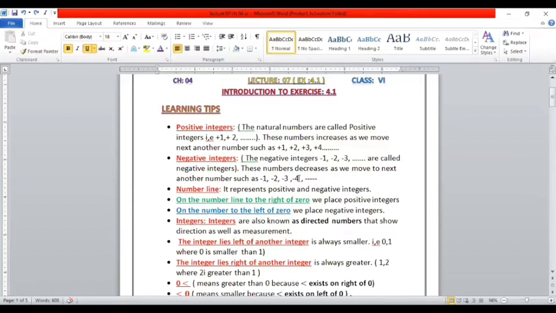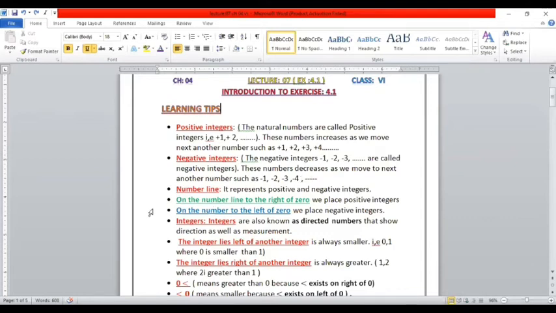minus 3 is greater than minus 4. It means that a digit in the negative is small when it is biggest. If the digit is biggest, the negative number will be considered small. Like here, minus 1 is greater than minus 2, minus 3, minus 4.